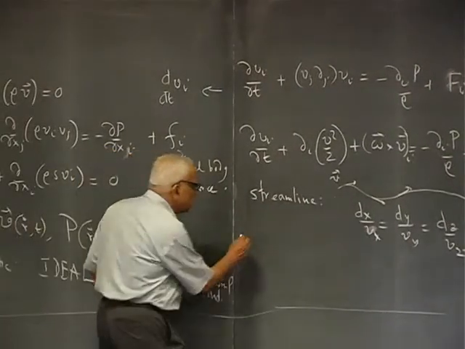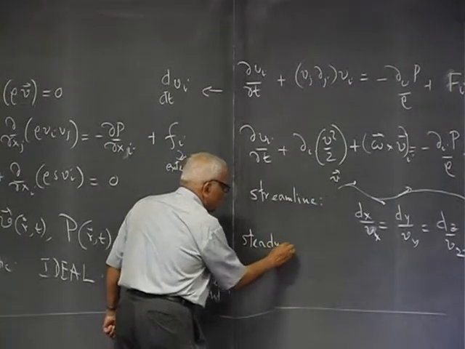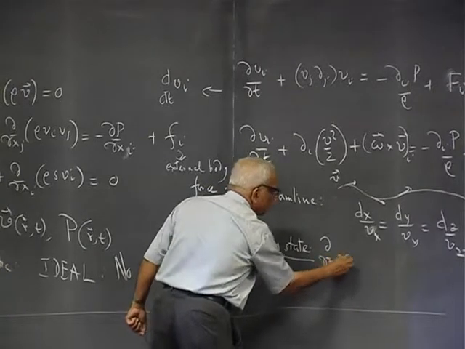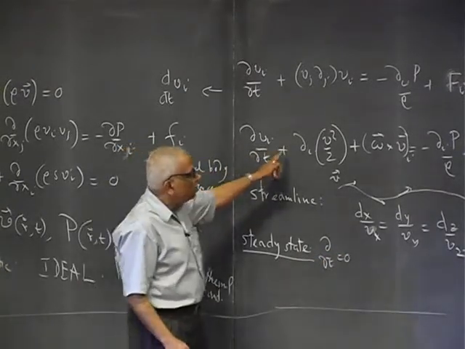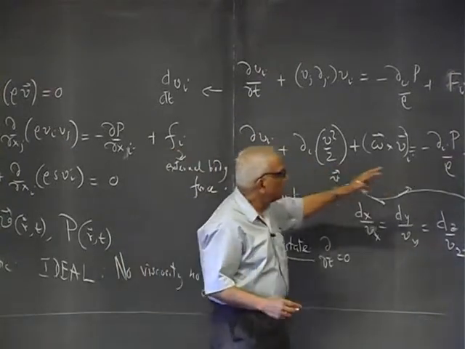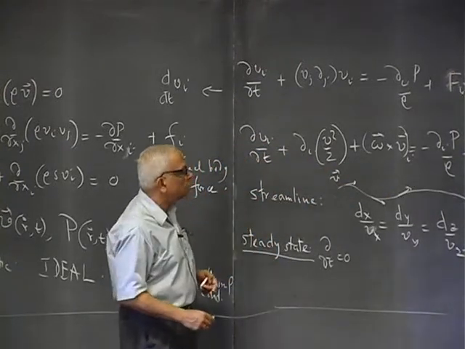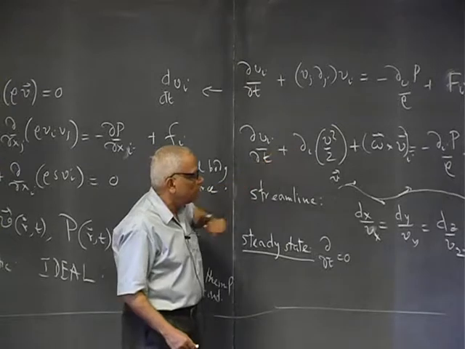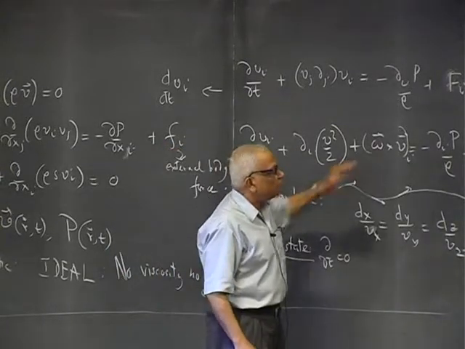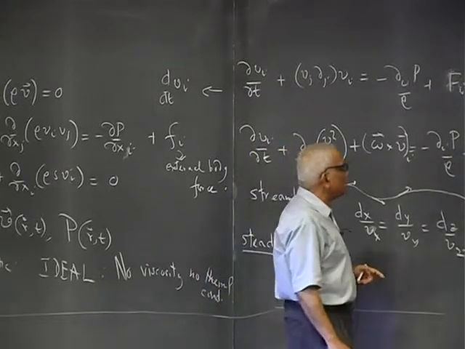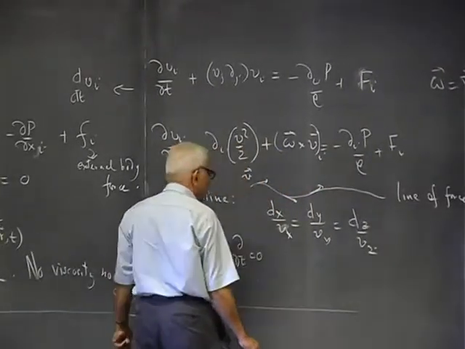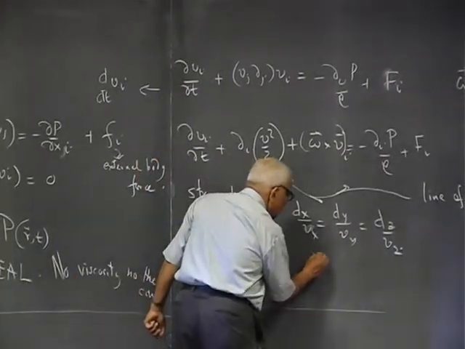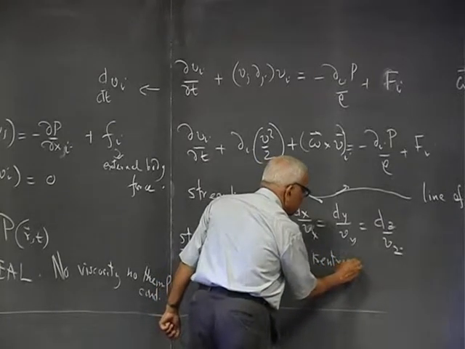If you now look at steady state, where del del t is equal to zero, then you notice that if I look at the component of this equation along a streamline, I dot it with the v vector, then this term is going to drop out, but there is going to be some problem over here. So now you can't function. Therefore, on top of steady state, you want to invoke the isentropic condition.